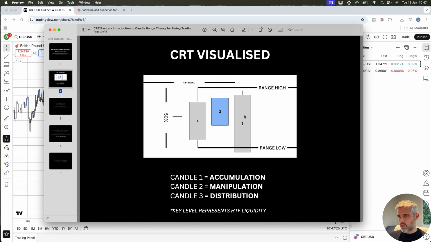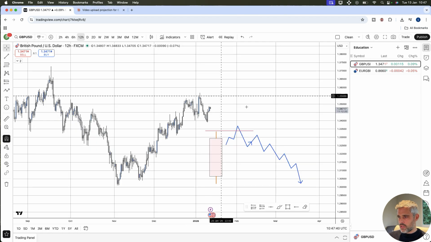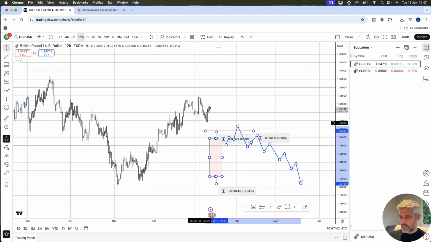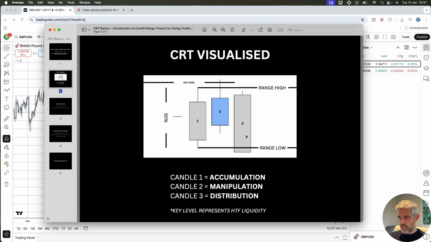But we're going to focus on this type of CRT for this video, whereby you get a purge or a manipulation above candle 1's high, and then we're looking to basically take reversal trades to target the low of candle 1. That is CRT from a basic perspective.